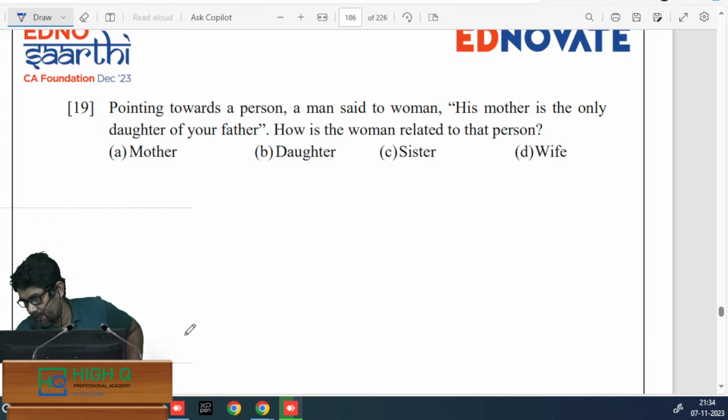Pointing towards a person, a man said to a woman, his mother is the only daughter of your father. How is the woman related to that person? Please give me the answer. Daughter is wrong. Yes, Ritika, you are right.